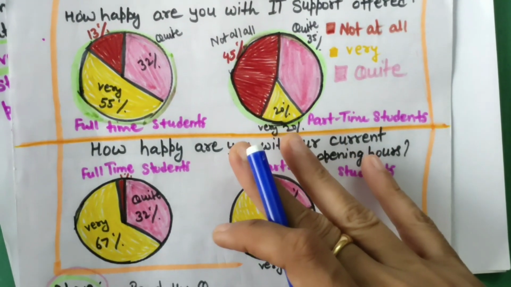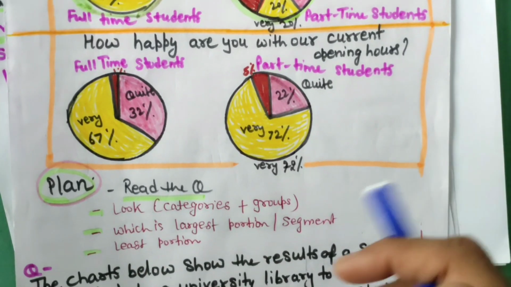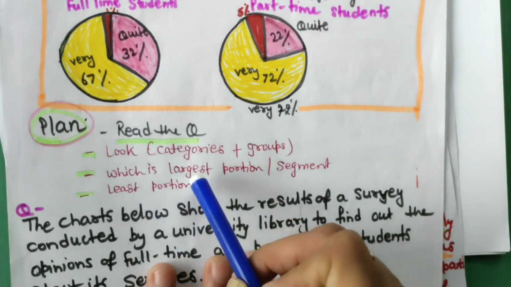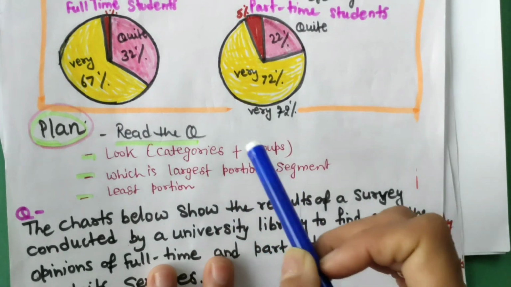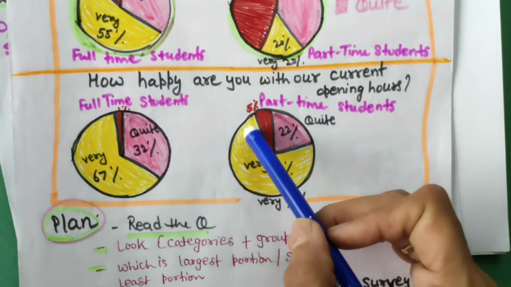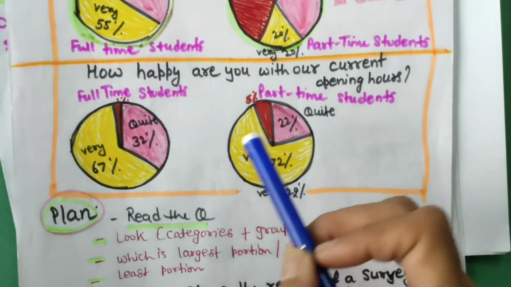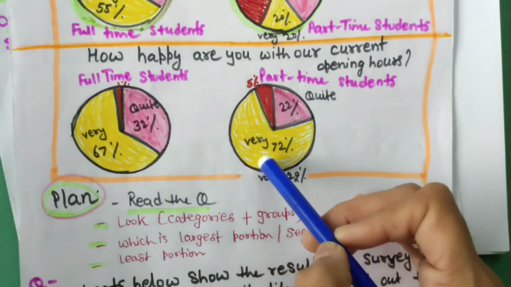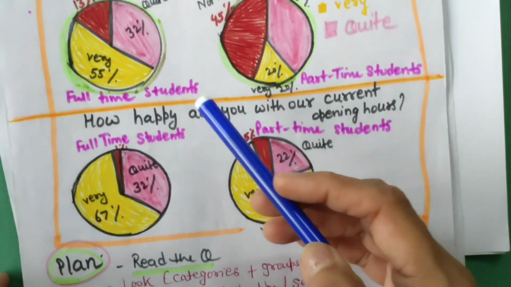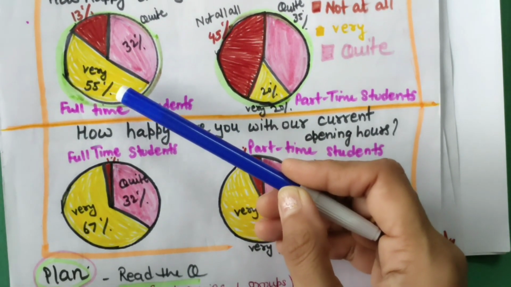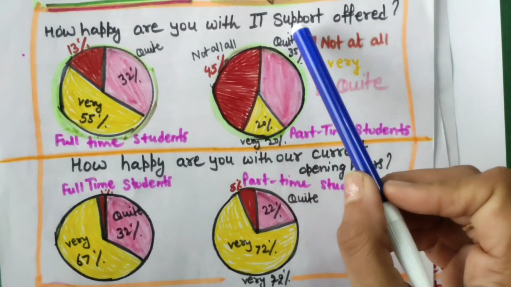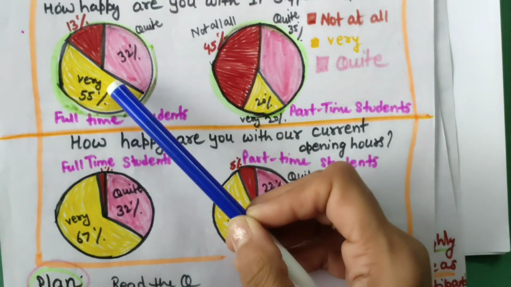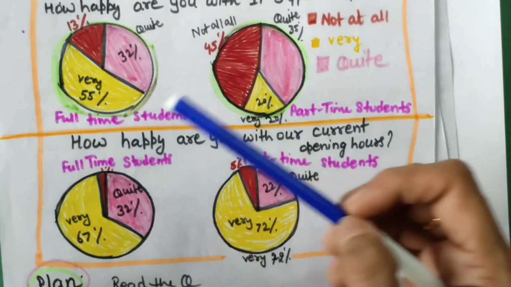How to analyze these charts? What we have looked at till now are the categories, groups, everything. Now we have to find which is the largest portion or segment. It means in a pie chart we will not say it's going up and down, no. It is a segment, like a pizza. So it's the largest segment. Here we can see in full-time students, in both the categories, IT support also and services also, they are almost happy, they are very satisfied with the services and IT support.